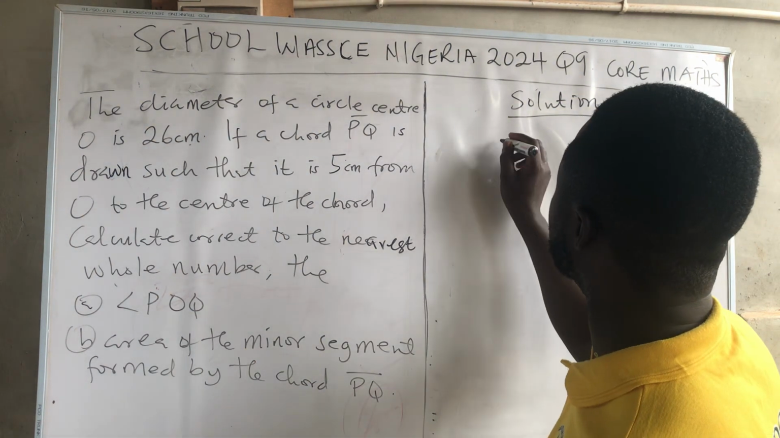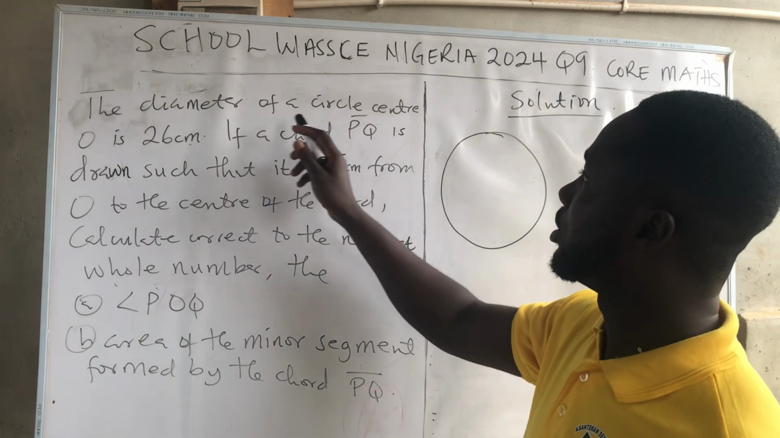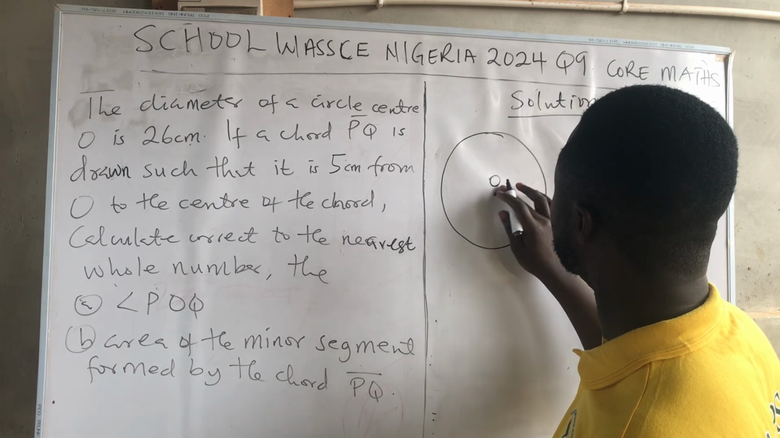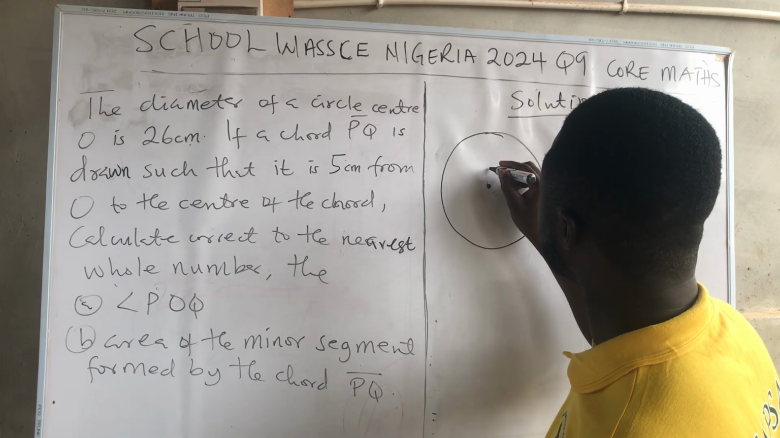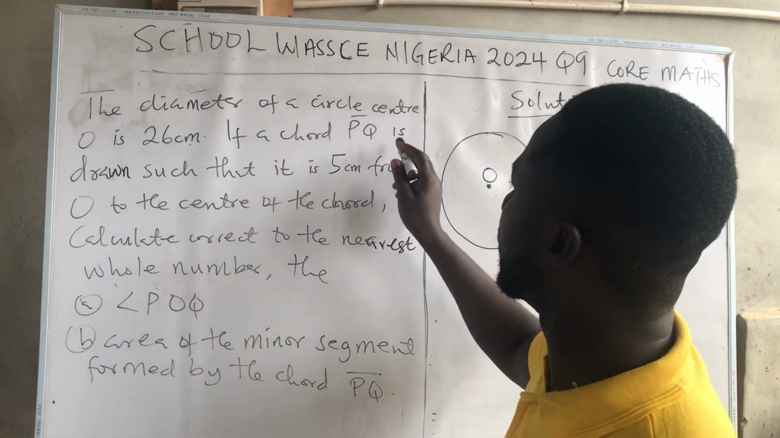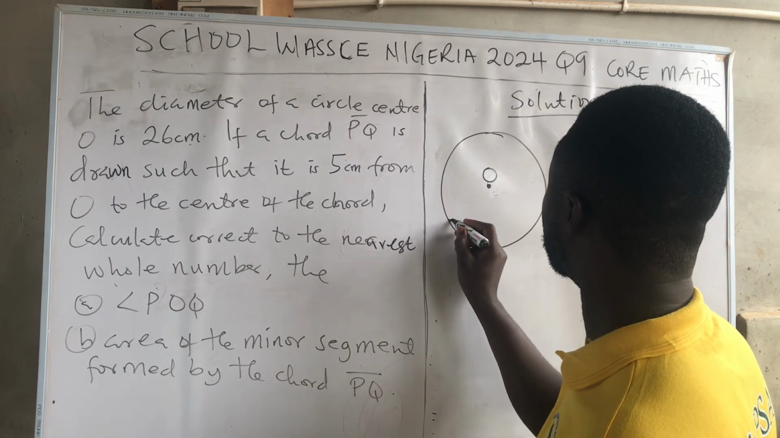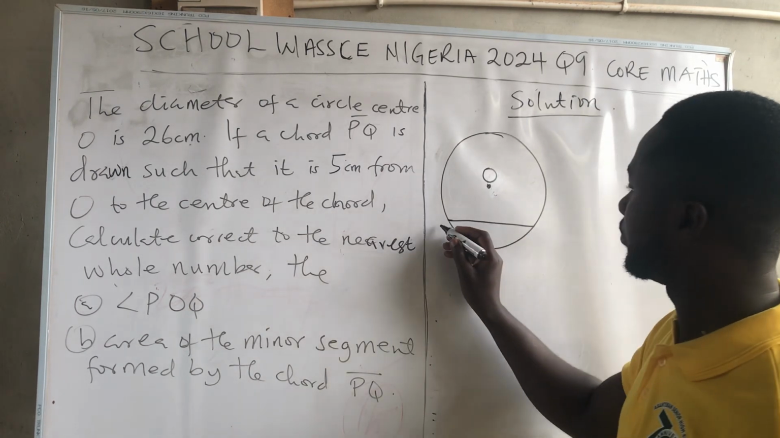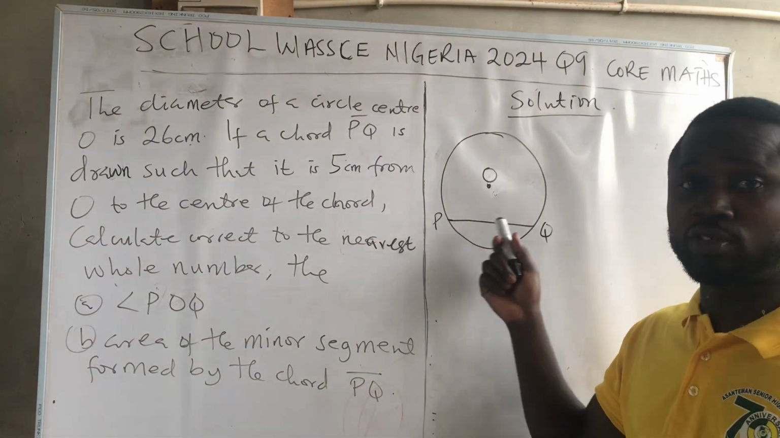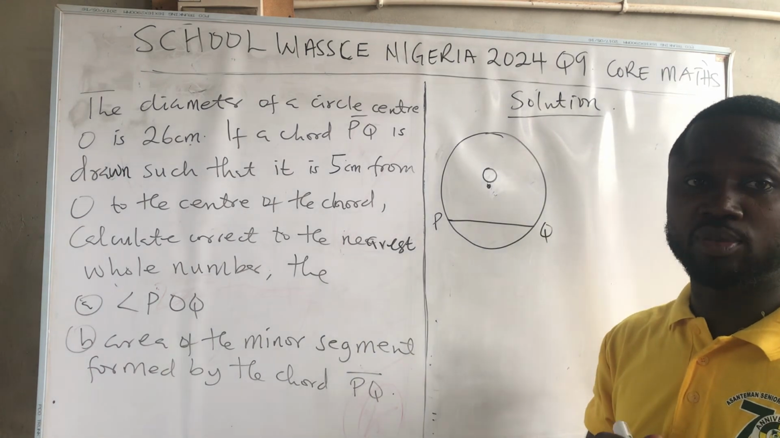So let's draw our circle. Okay, so we have our circle, and it said the diameter of a circle center O. So the center of the circle is O. If a chord PQ is drawn, so PQ is a chord. Let me draw my chord here, PQ. What is a chord? A chord is a line drawn from one end of the circumference to the other end of the circumference, a straight line. When it passes through the center, it becomes a diameter.